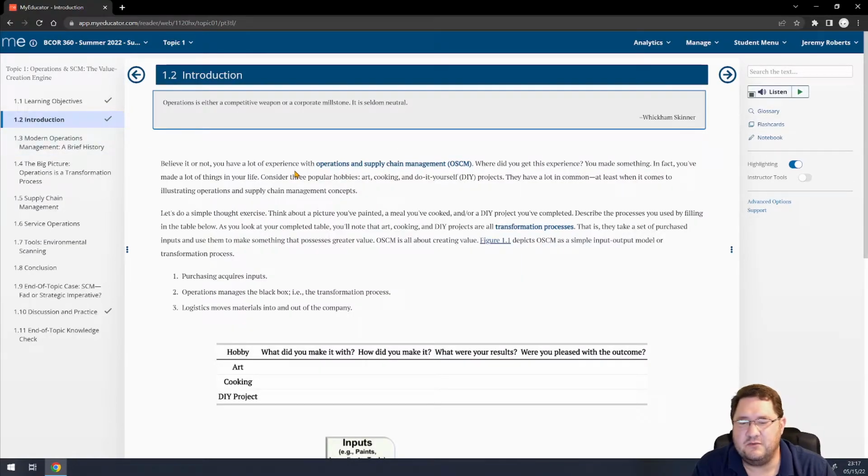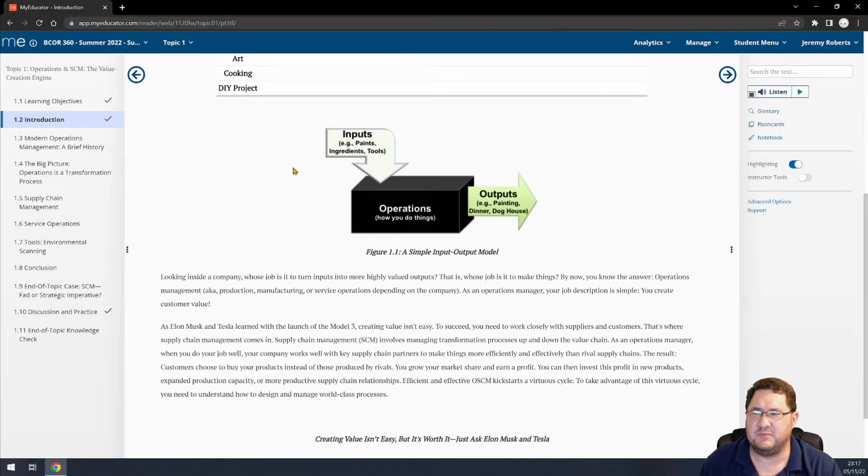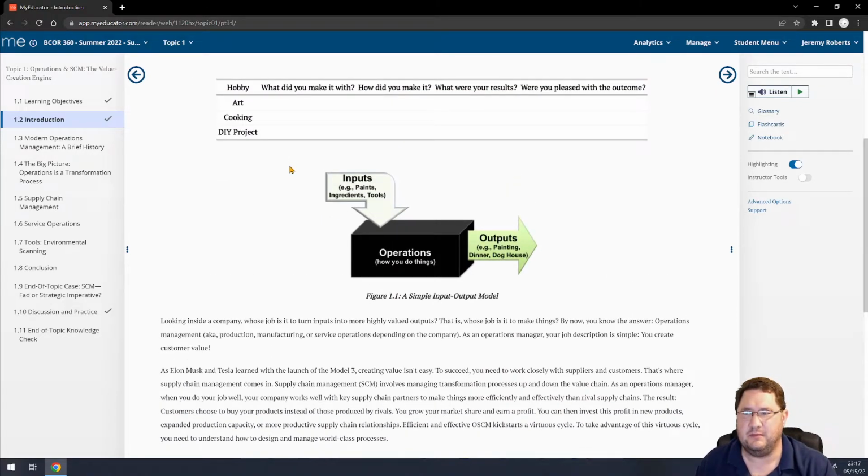Introduction. One of the biggest things about supply chain, the overarching thing, is this little display right here: inputs, operations, outputs. You can think of inputs as the ingredients you're using to make lunch. Let's say a peanut butter and jelly sandwich. You have your bread, your peanut butter, and your jelly. Then you go ahead and make a peanut butter and jelly sandwich out of that.